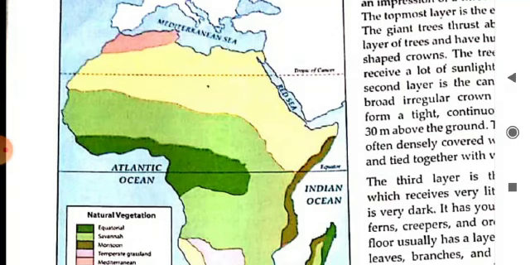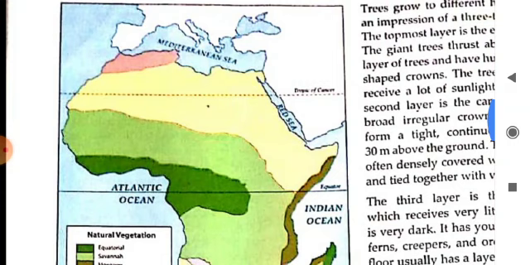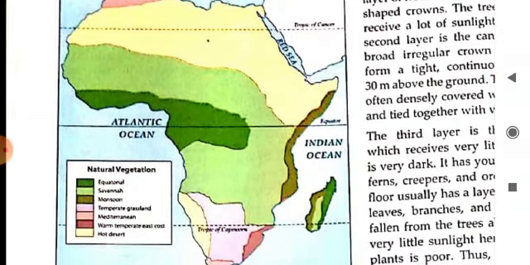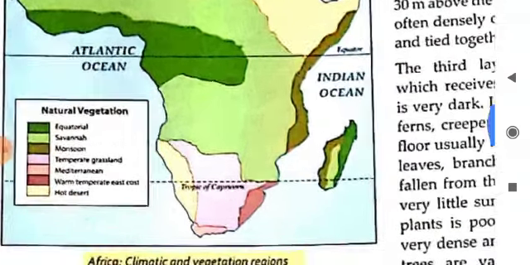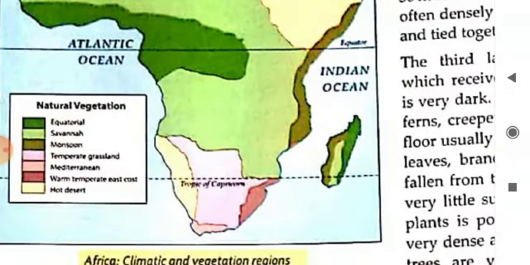Next type, warm temperate east coast type. Just follow the index. Look at the color variation. This climate is found mainly in the eastern coastal region of South Africa. Summers are usually hot. Rain occurs mostly in summer. Winters are mild. Vegetation. Temperate deciduous trees like oak grow here.